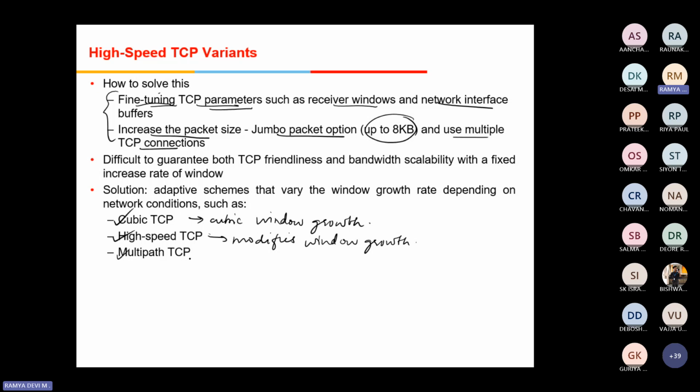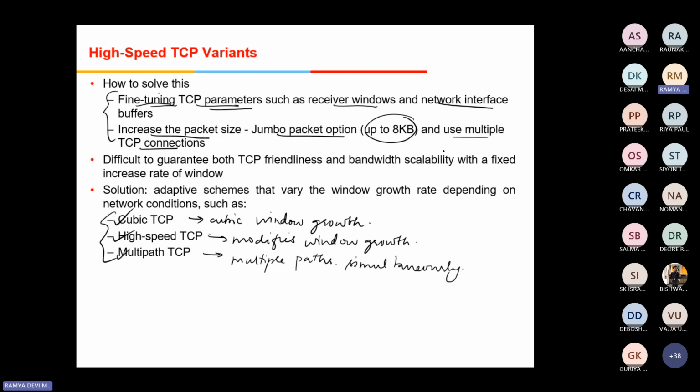And the third one is multipath TCP. As the name implies, it uses multiple paths simultaneously. The bandwidth can be aggregated from different network interfaces, so it will provide higher throughput. Higher throughput, definitely, will take you to better reliability.